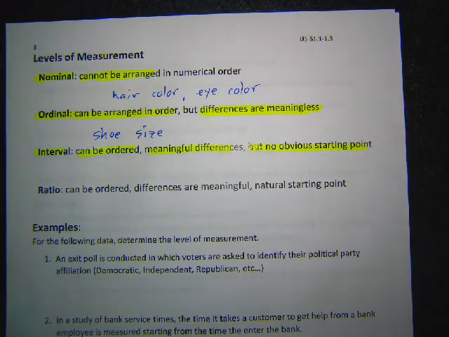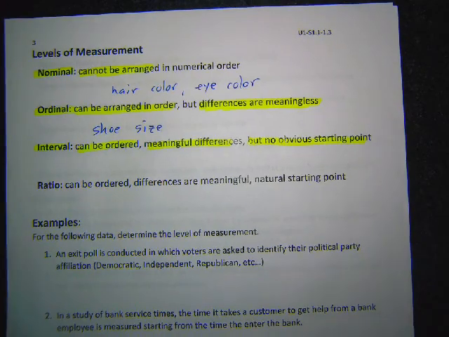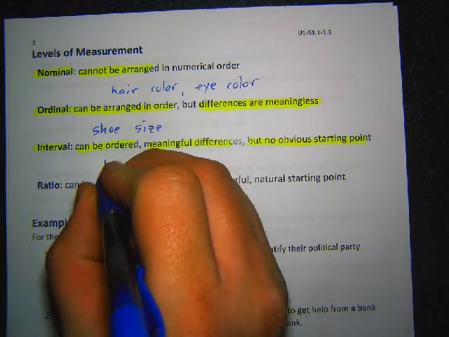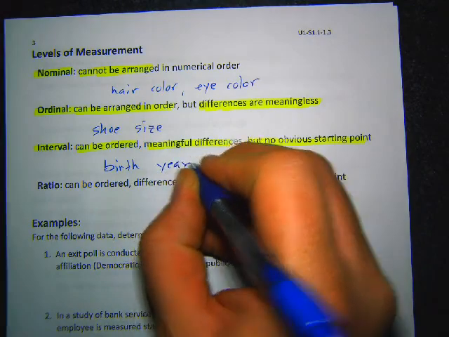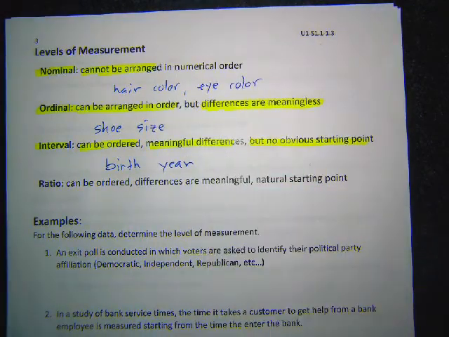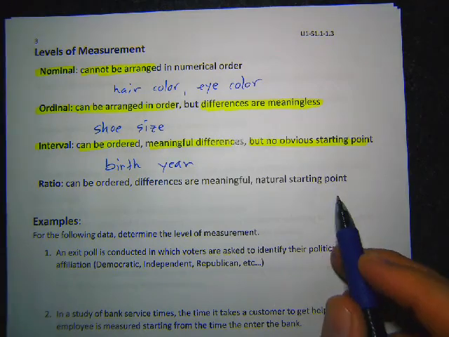So no place really makes sense as a starting point. Example might be like birth year again. So if I go back to birth year, you can order birth years, right? So you can look at what year people are born. So the order makes sense. Differences, it makes sense. If someone was born in 1990 and someone else was born in 2000, there's 10 years difference. Difference makes sense. But there's no natural starting point.